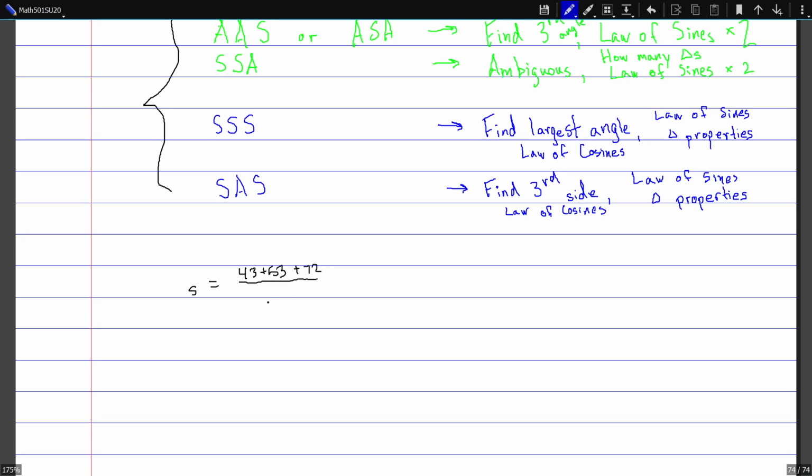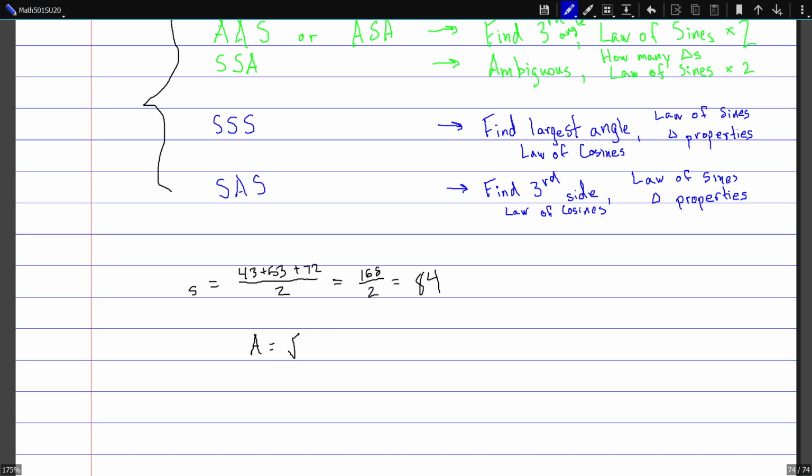Alright, the sum of the first is 96 plus 72, so 168 over 2, which, correct me if I'm wrong, should be 84 here. So now we have the length for S. We can go ahead and substitute into Heron's formula.